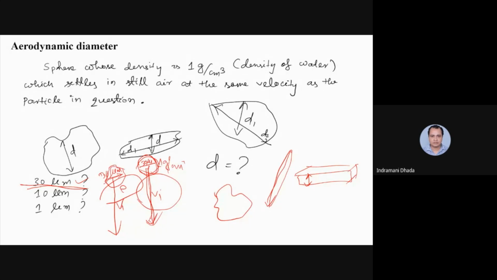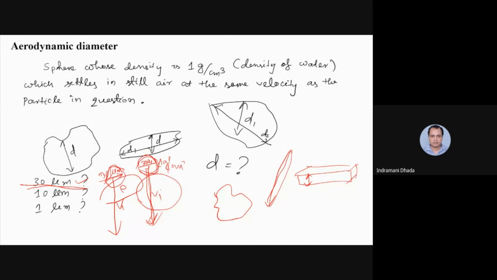So when I'm talking about 30 micron, it is not the diameter of that particle. It is the diameter of the standard particle whose density is 1 gram per cm cube. That is a spherical particle having free fall at the same velocity at which this particle is falling. This particle might be of very irregular shape, but I'm not talking about the irregular shape or size of this particle. I'm just comparing with some standard particle.